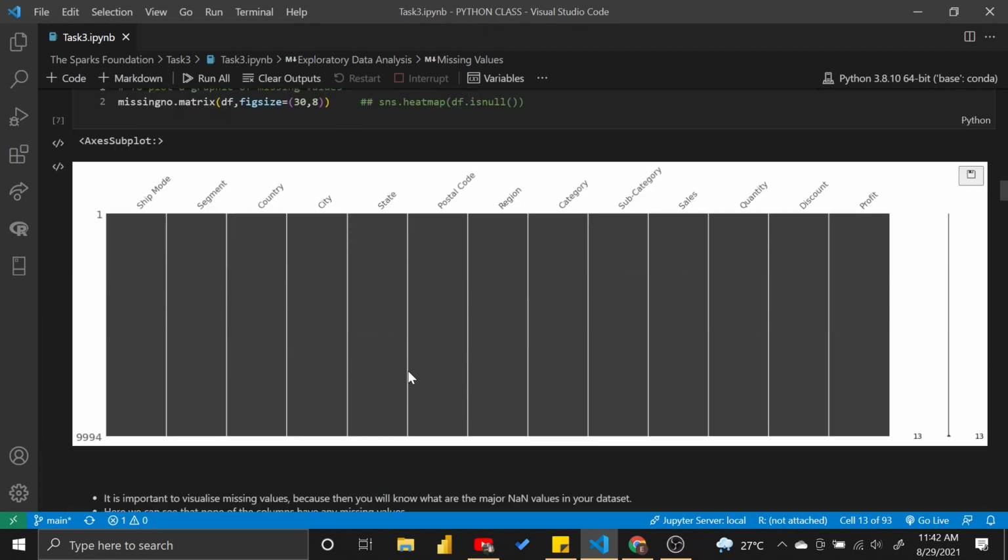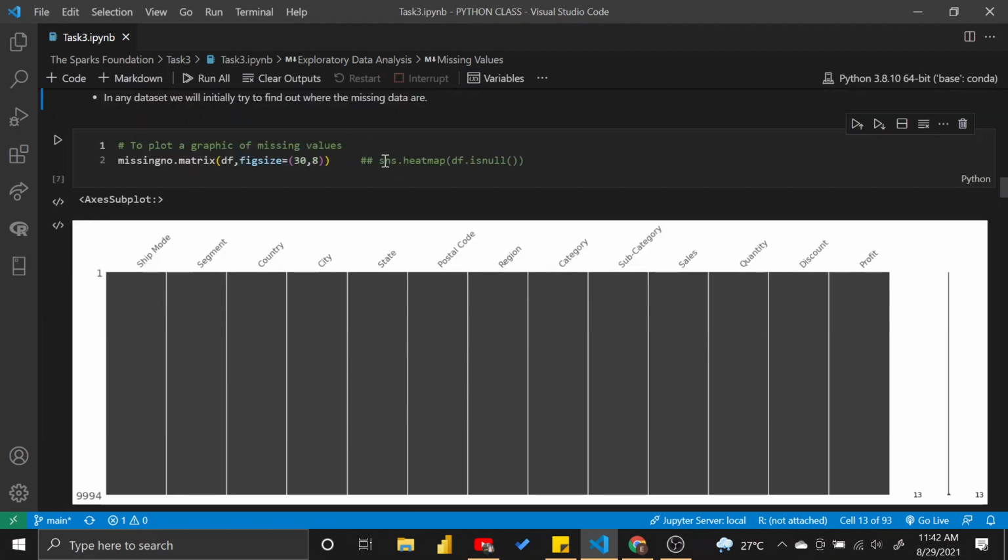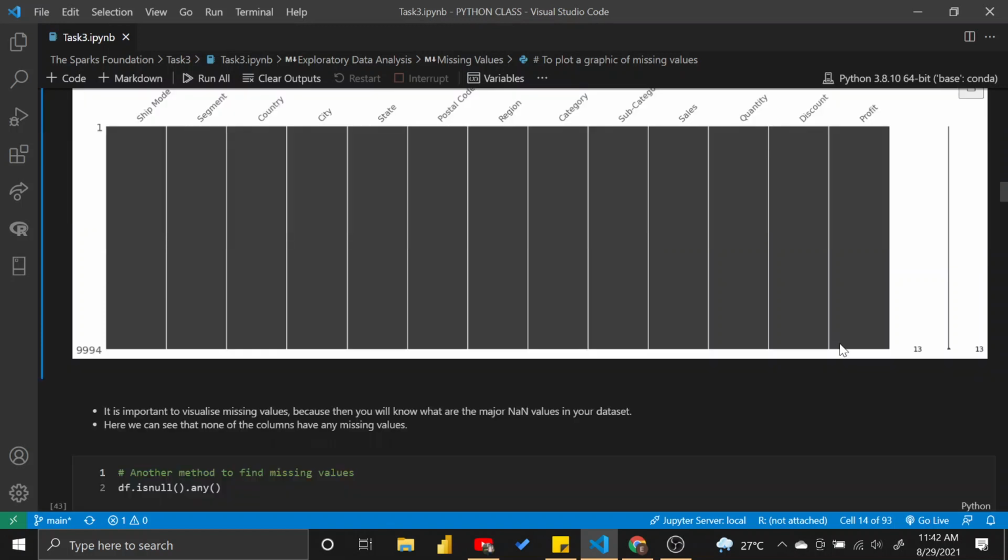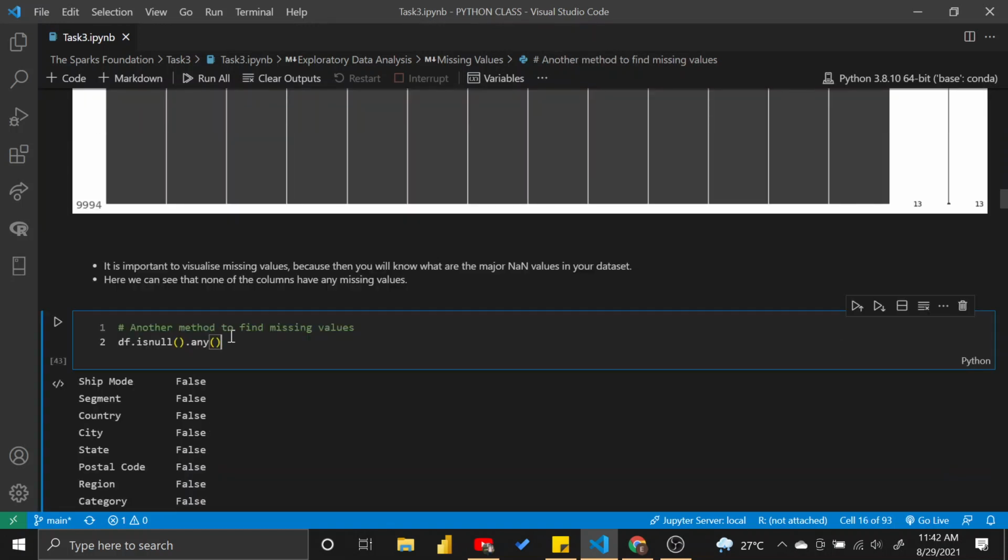So here we can see that there are no null values. Now you can also try using sns.heatmap of df.isnull(). That's another method that you can use. If you still are not satisfied, or maybe this image is crammed up so that you can't tell whether there are any missing values, you can also check using df.isnull().any(). This will give a boolean answer, in the sense that it will give a true or false answer.